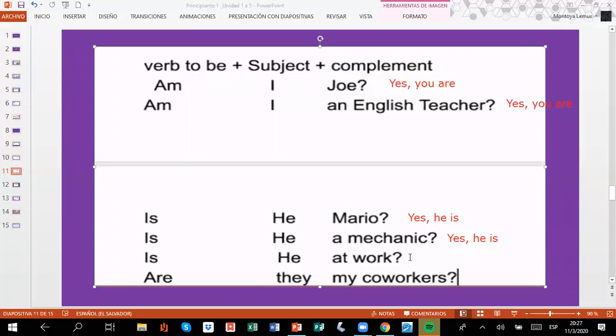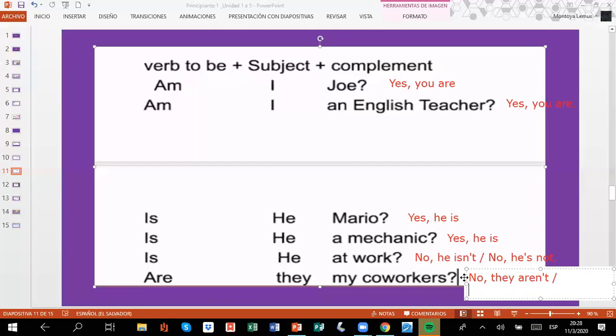Is he at work? ¿Está él en el trabajo? Y para responder no, podemos decir no, he isn't. No, he isn't. Or no, he is not. Are they my co-workers? No, they aren't. O puede ser no, they're not. Okay. Eso es una manera más común de responder este tipo de preguntas.